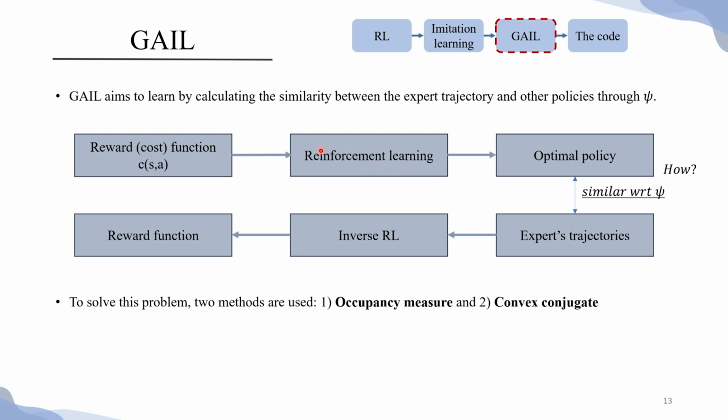Here, GAIL aims to calculate the similarity between the expert trajectory and other policies through psi. To solve this issue, we use two approaches: occupancy measure and convex conjugate.